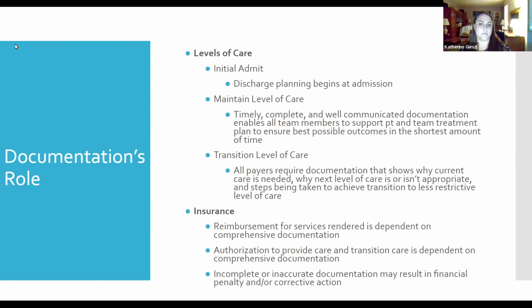Most insurance companies now will require authorization to provide care, transition care, and anything that's incomplete or inaccurate will ultimately usually result in financial penalty and potentially corrective action against the physician that did the documenting. So you can go to the next one.